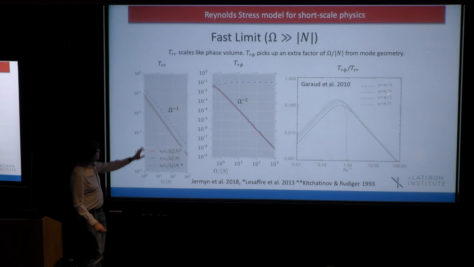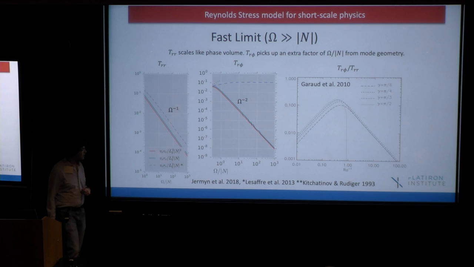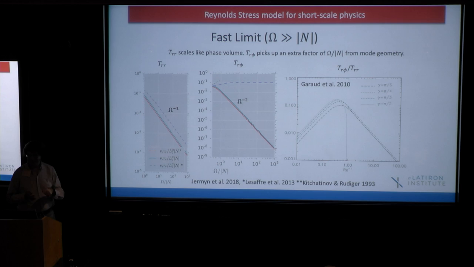So here the overall scale of the stress is going down like 1/Ω. It scales like the Rossby number, and importantly this R phi component, which is what really sets the angular momentum transport, is going down faster. And that's because the modes are getting reshaped by the rotation.